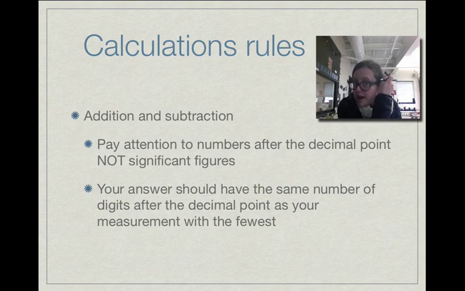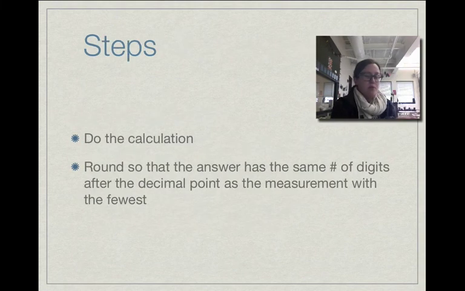So here are the rules for how to do that, and there are different rules for addition and subtraction. For addition and subtraction, you want to pay attention to the numbers after the decimal point, to what place it is, not the significant figures. Your answer should have the same number of digits after the decimal point as your measurement with the fewest. Here are the steps to follow. Step 1 is do the actual calculation, do the addition, do the subtraction. Then you need to round so that your answer has the same number of digits after the decimal point as the measurement with the fewest.